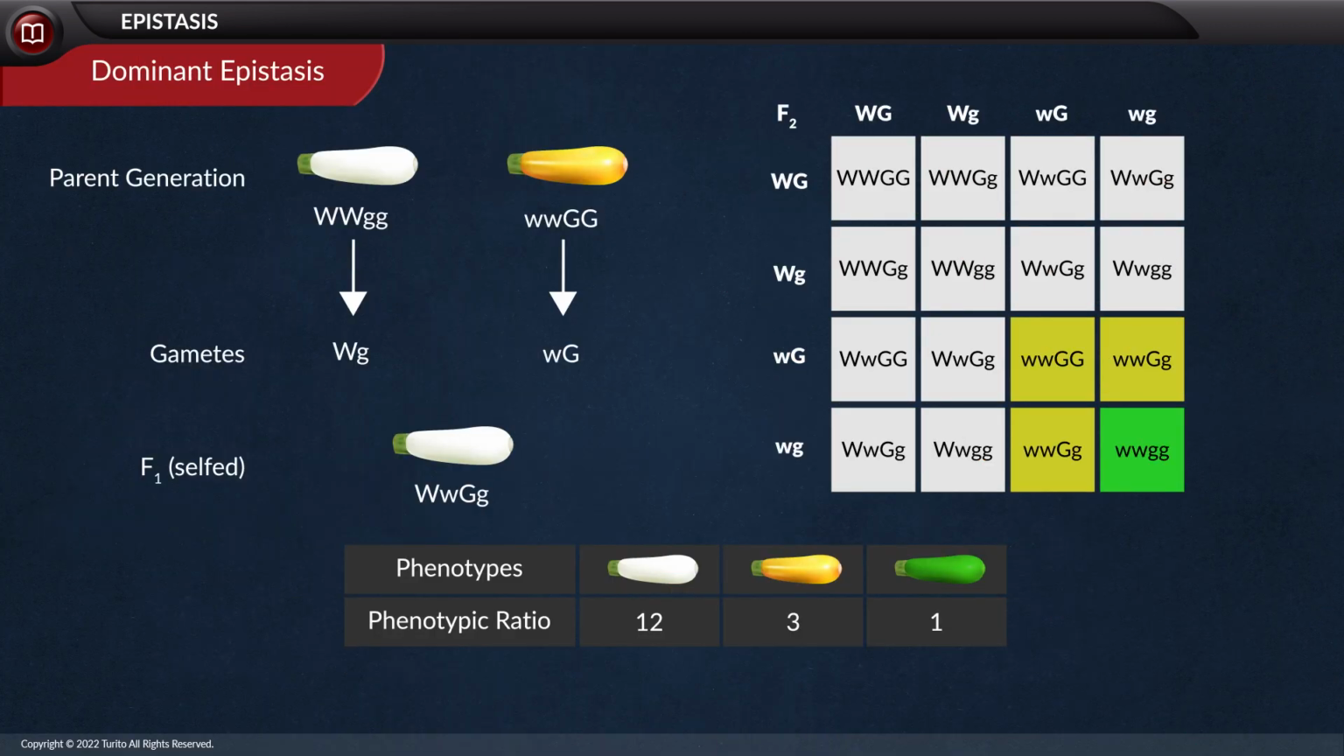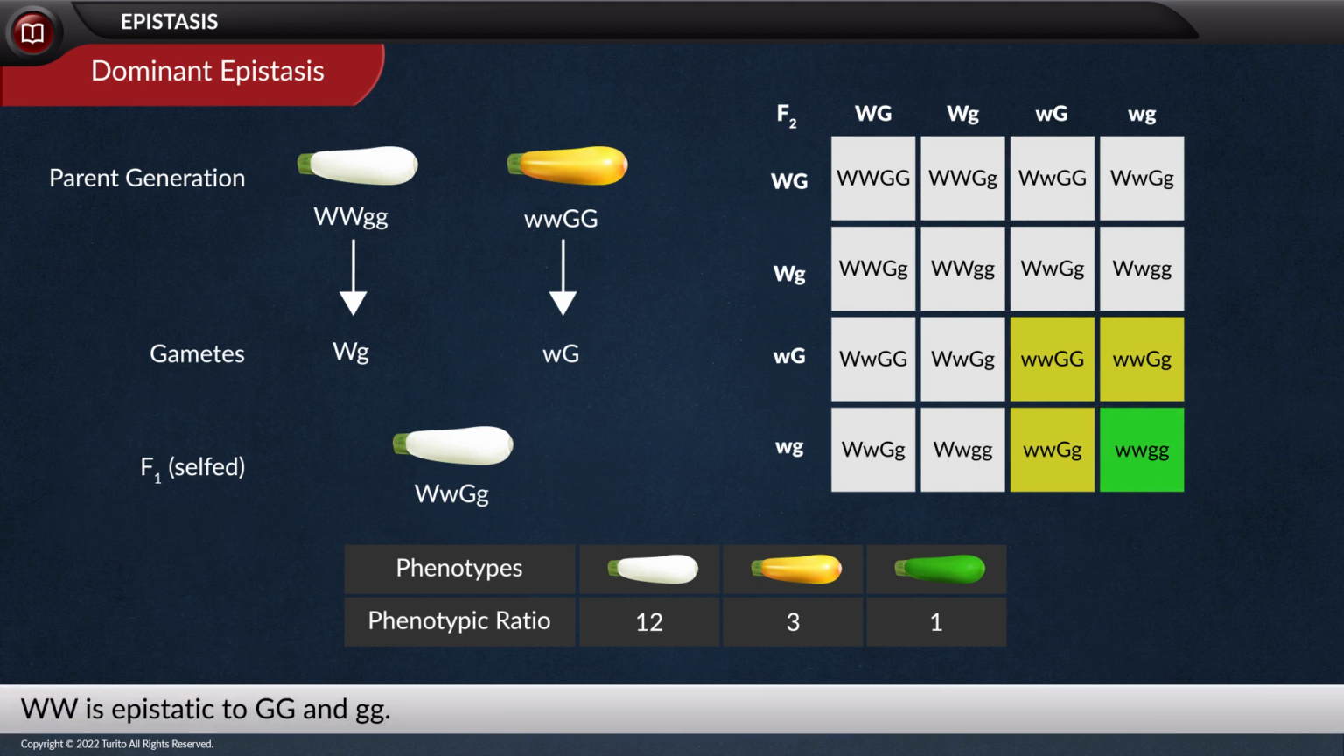The second type of epistasis is the dominant epistasis, which occurs when the expression of both alleles, dominant and recessive, at another locus, is masked by a dominant allele at one location. The white color is controlled by W, and the yellow color by G. White color is dominant over both yellow and green. The green fruits are formed in recessive conditions of both genes. Here, W is epistatic to G and g.